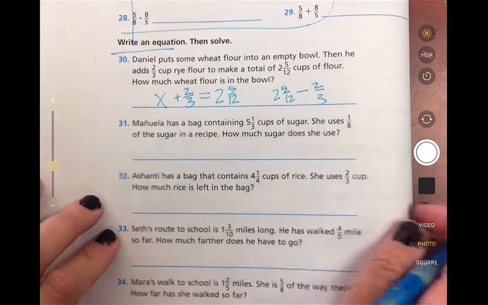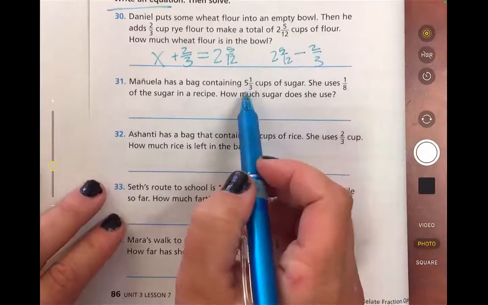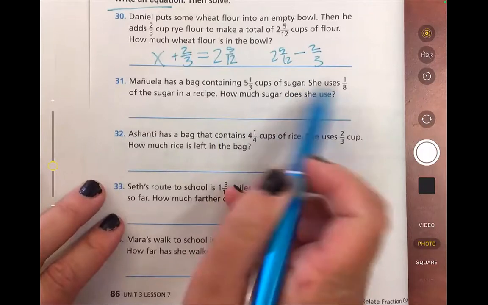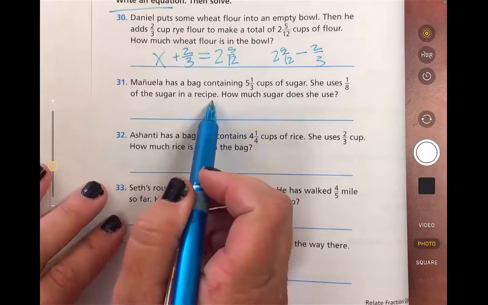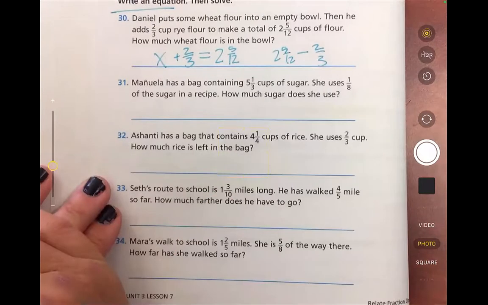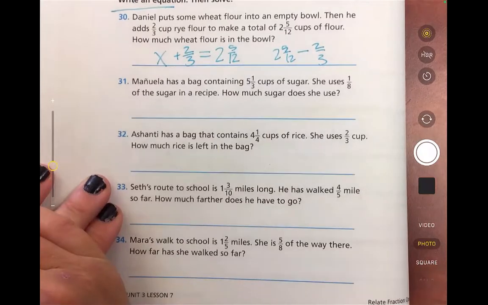Okay. Manuela has a bag containing 5 1/3 cups of sugar. She uses 1/8 of the sugar in a recipe. How much sugar does she use? That's kind of a confusing question. I don't like the way that's worded.